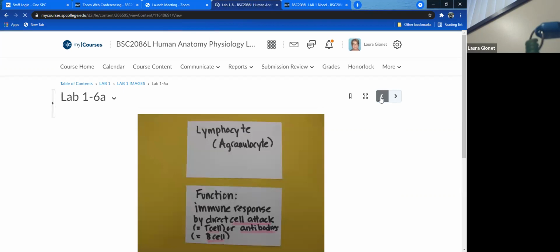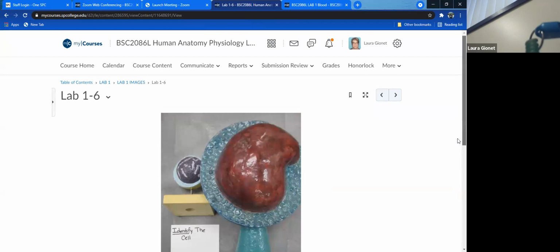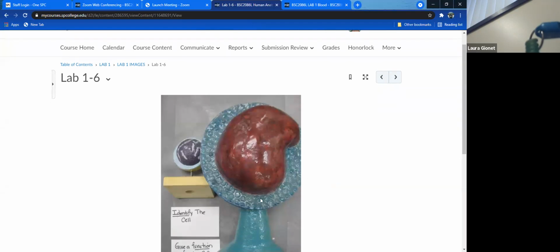You could be given a slide in the same way. So, all right. Let's say here we have this model, right? And let's say we had a picture of this model. I said, identify that cell. You would say it's a lymphocyte. Identify the function of that cell. Acts in the immune system, becomes a T cell or B cell.